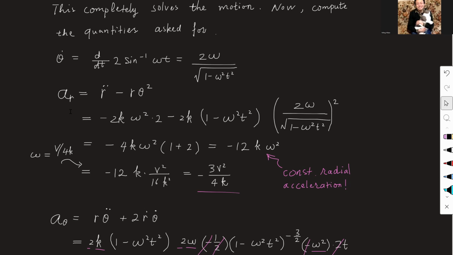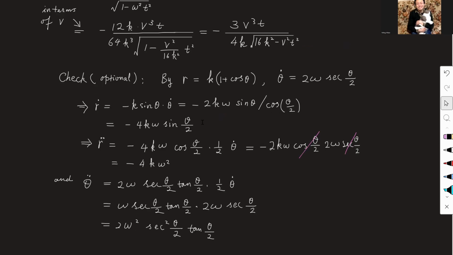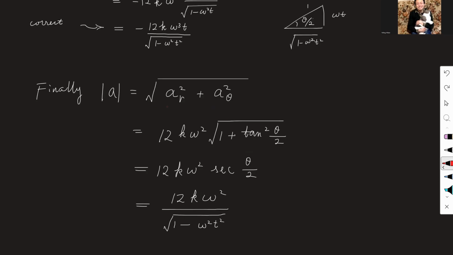What is interesting is that the radial component of the acceleration is a constant. The transverse component is a bit more complex, but it looks like this. So in order to check my answer, I first express everything in terms of theta, and I get a theta equals negative 12 k omega squared tangent of half theta. Finally, we can combine the radial and transverse components to get the magnitude of the acceleration, and that's the final answer. That's the end of today's video.